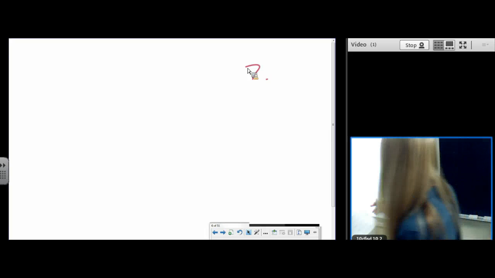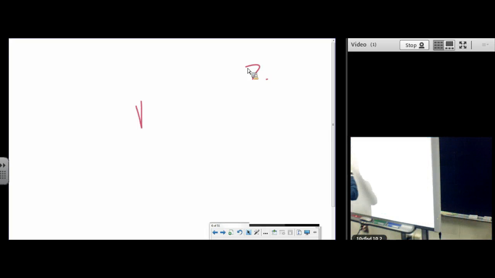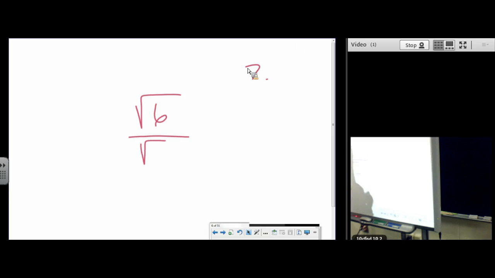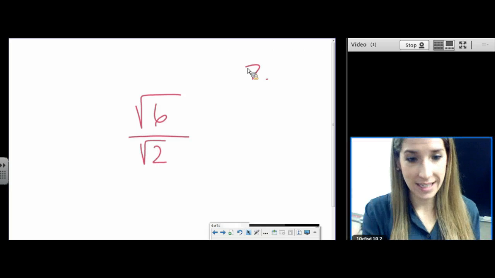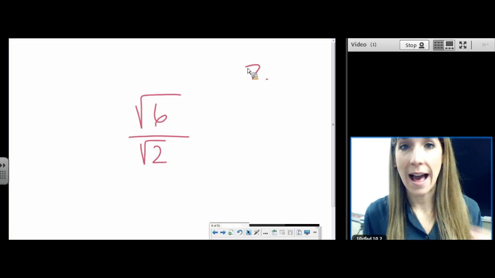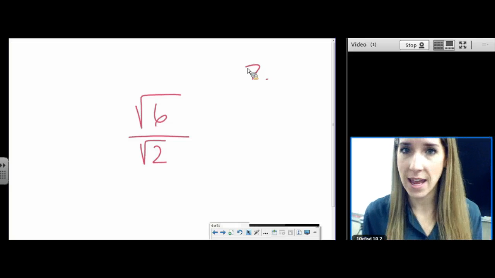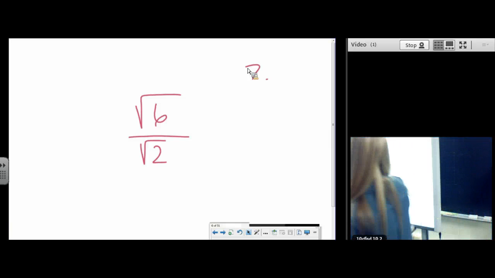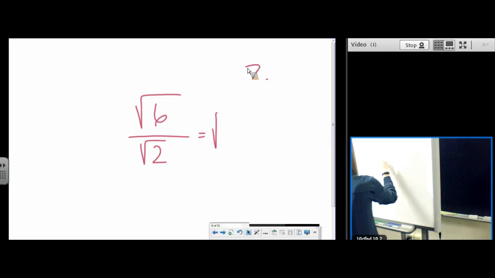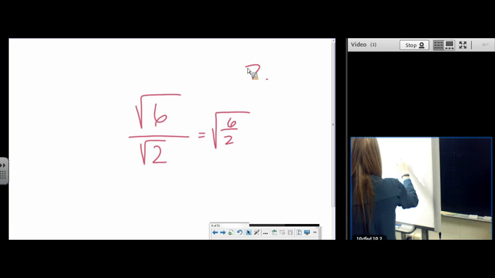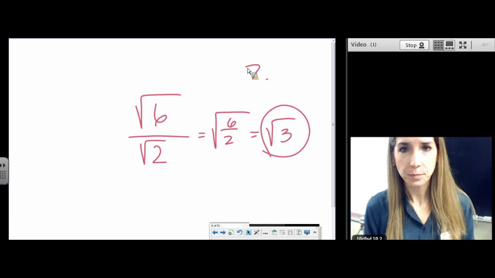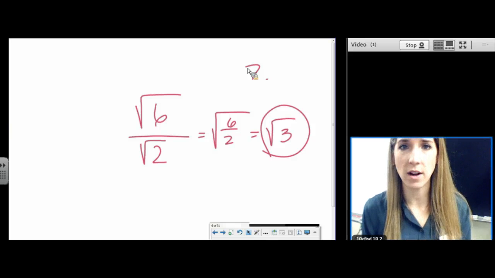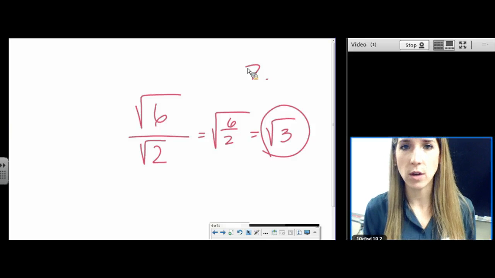Number 7 from the homework. When you have 2 radicands that are divisible, when 6 is divisible by 2, you're allowed to divide those because they're both radicands, they're both under the radical. So you're more than allowed to write this as square root of 6 over 2. That's the square root of 3, and you're done with that problem. No need to rationalize the denominator because 6 was divisible by 2, and you're allowed to combine them because they are both radicands.